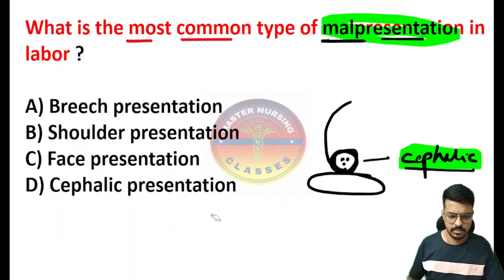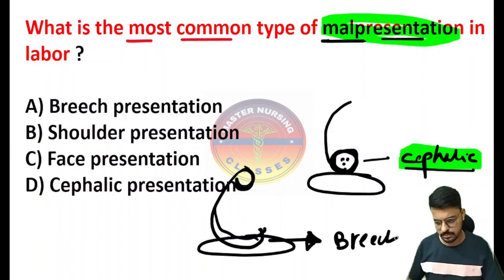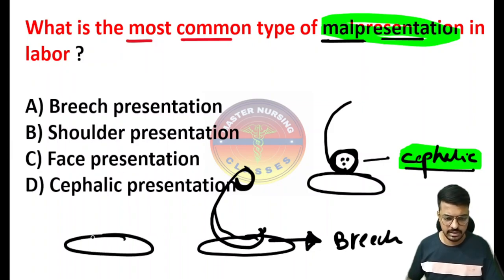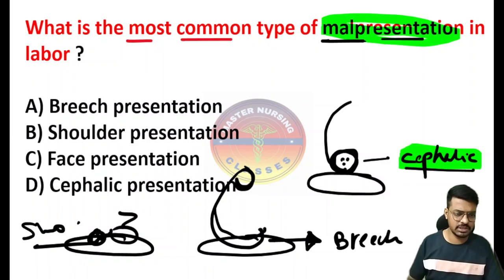Consider this one as a pelvic inlet, and here the buttock of the baby is there. This is the malpresentation, the breech malpresentation. Consider this is the pelvic inlet, and here the shoulder of the baby is there. So this is the shoulder malpresentation, right? So except cephalic presentation, all are malpresentation.